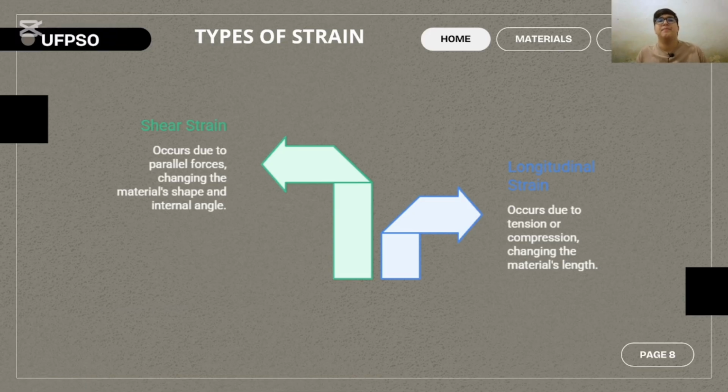Tip on strain. Longitudinal strain. Longitudinal strain occurs when the length of the material changes due to tension or compression. Example: the steel cables in the suspension bridge stretch under the weight of vehicles and the bridge structure.